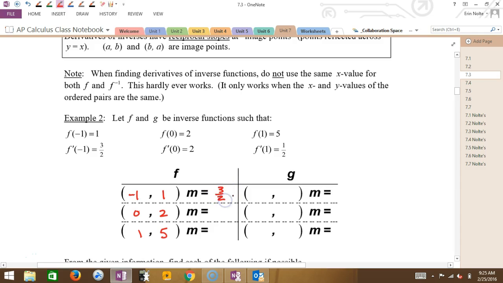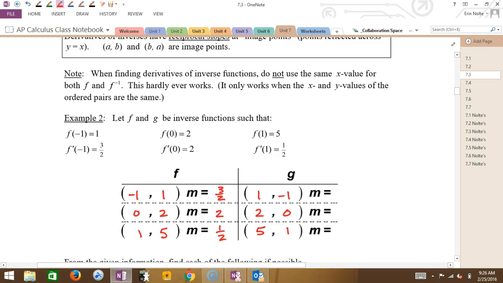3/2. What is the slope when the x value is 0? 2. What is the slope when the x value is 1? 1/2. Okay, now since they tell us that the g function is the inverse, all we're going to do is start by flipping the x and the y for the ordered pairs. For my first point of g, my x value will be 1, and my y value will be -1. What is my second point? (2, 0). And what is my third point? (5, 1).